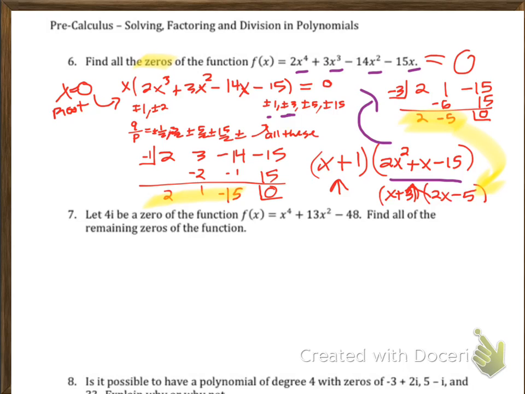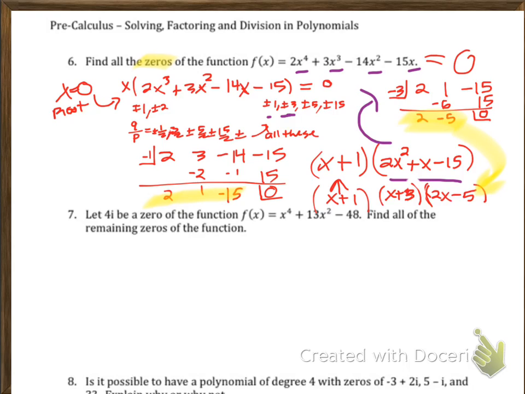Sorry, I got a little messy in there. I'm going to try and clean that up a little bit. There you go. That's x plus 3 times that 2x minus 5 that we get as the quotient. Remember, that equals the quadratic that we were dividing into in the first place. Okay, so that's our whole polynomial.